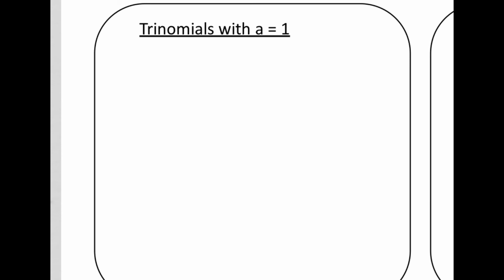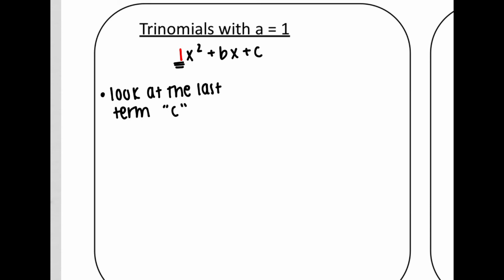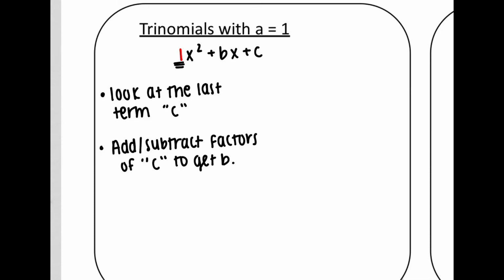What that looks like is x squared plus bx plus c. There's going to be no number in front of the x squared because remember, when there's no number there, it means 1. So this is what they'll look like. There will be numbers for b and numbers for c, but if you see just x squared by itself, then you can follow these steps. So the first thing you're going to do is look at the last term, which is c, and then you're going to add or subtract factors of that term c to get the middle term b.